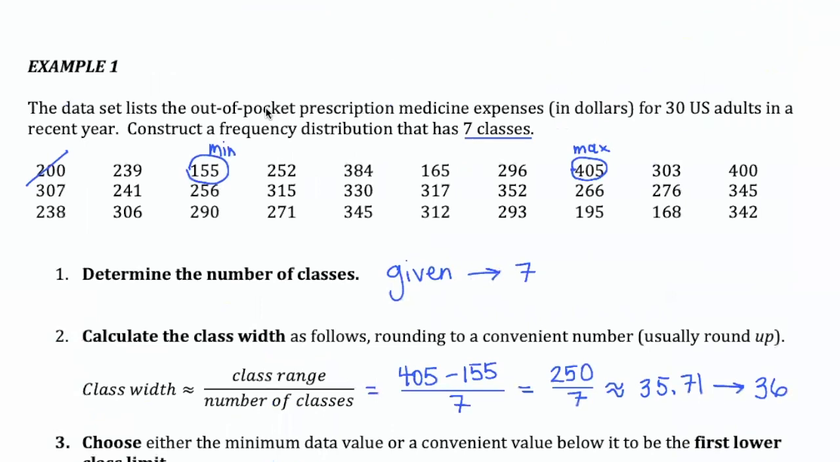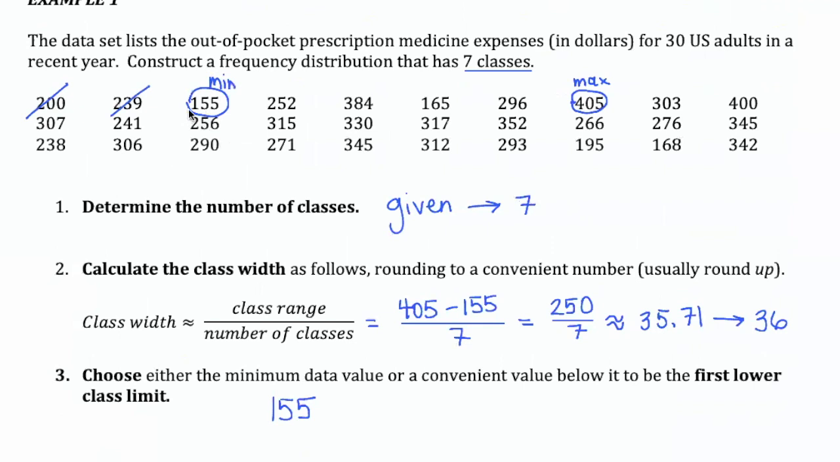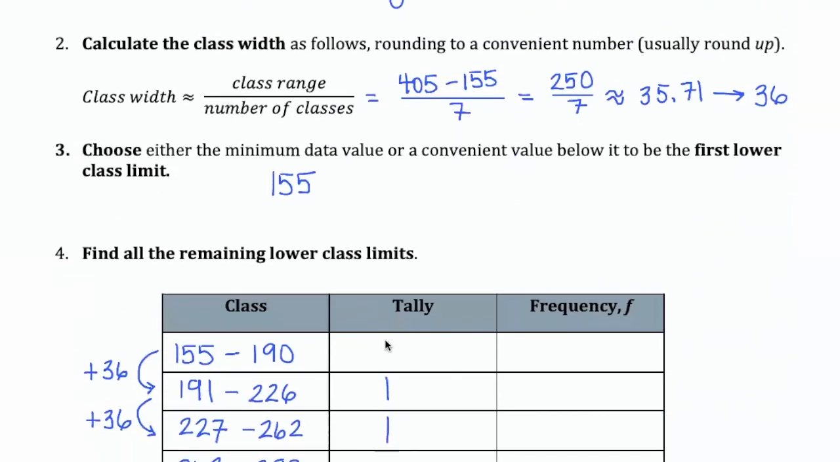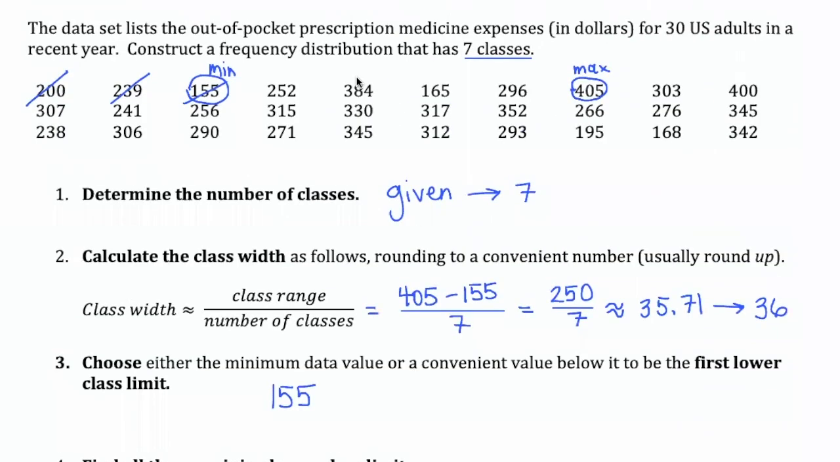I go back up to my data. The next number is 239. Where does 239 fall? In the third class. Put down a tally mark. 155 is the lowest, so that's in the first class. And you would go through and finish checking off all 30 pieces of data. I'm going to pause the video and come back when that is done.